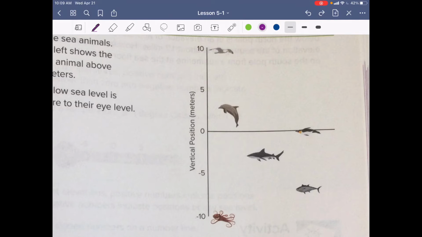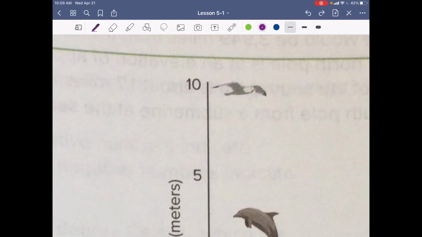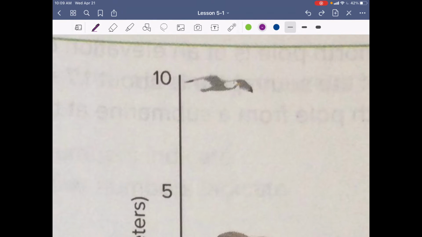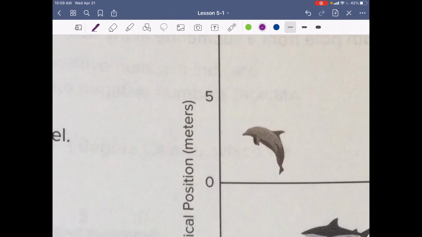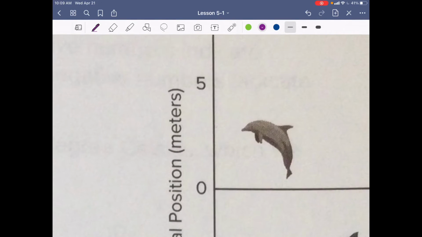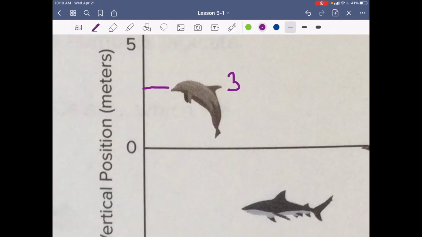All right, welcome back. So we'll start first off with our eagle up here. And his eye level looks like it's pretty much right at the 10. So I would label him as 10 meters. Then we have our dolphin, which is between 0 and 5 at eye level. I would say it's about halfway. So what number is about halfway between 0 and 5? That's right, 3. So we're going to call our dolphin a 3.